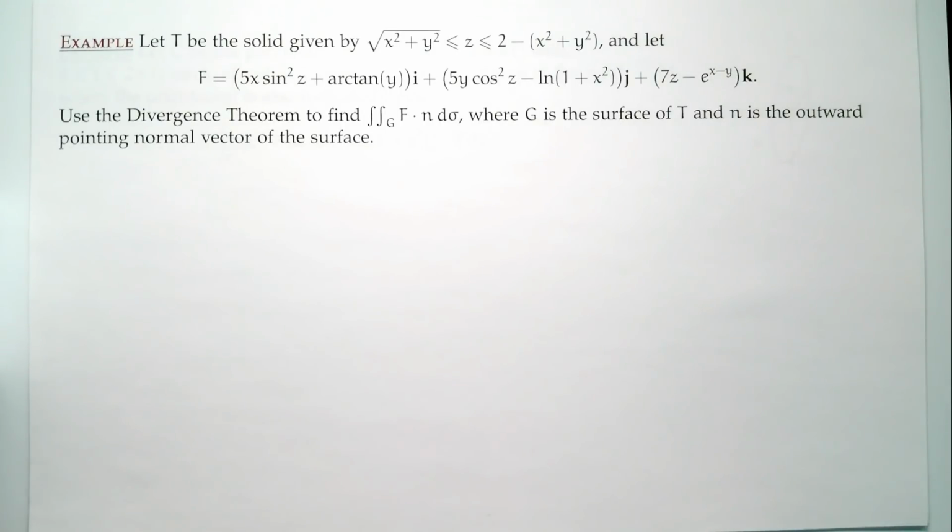All right. Let T be the solid given by square root of x squared plus y squared less than or equal to z less than or equal to 2 minus x squared plus y squared. And we have this vector valued function here. Use the divergence theorem to find the flux of F dot n. Well, okay. What tool should we use?